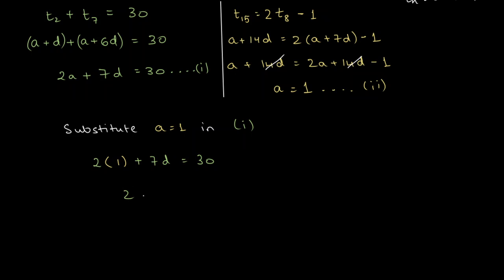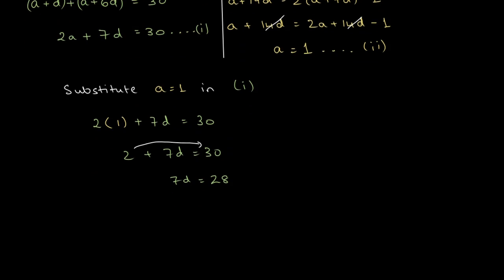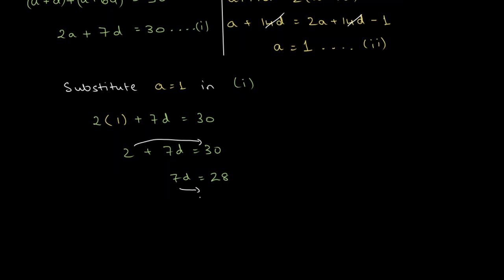So 2 into 1 is 2 plus 7D is equal to 30. Plus 2 on this side, take it to the other side, it becomes minus. So 7D is equal to 30 minus 2, which is 28. 7 multiplication on the other side becomes division. So 28 upon 7 gives me the value of D as 4. So I have the value of A, I have the value of D.